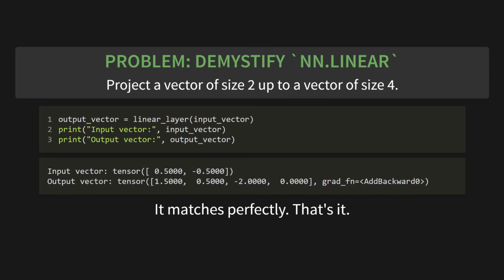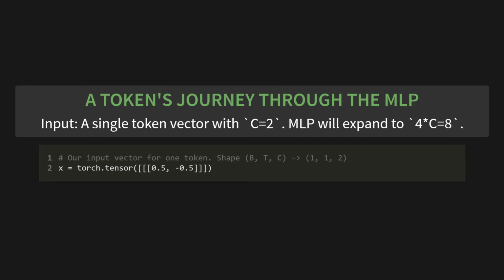Okay, now let's trace a single token's journey through the entire MLP. Our input will be a single token vector with C equals 2. The MLP will expand it to 4 times C, which is 8. So our input X is a tensor of shape 1, 1, 2 with the values 0.5 and -0.5.